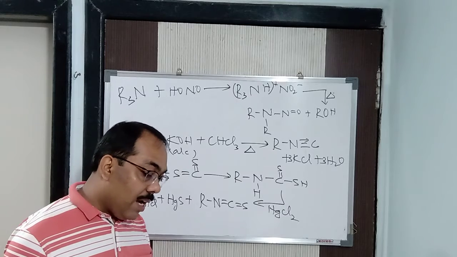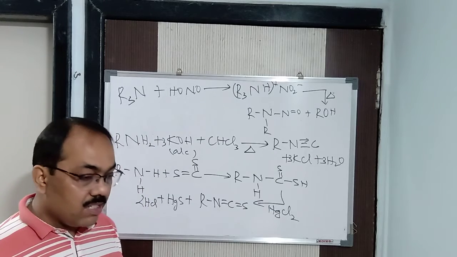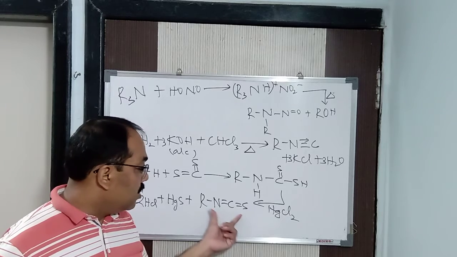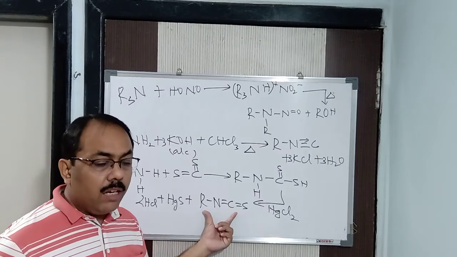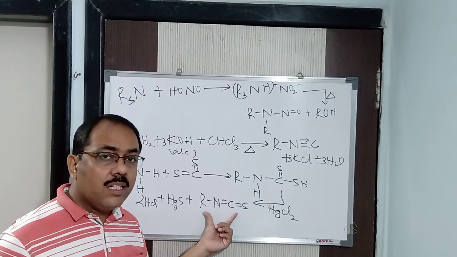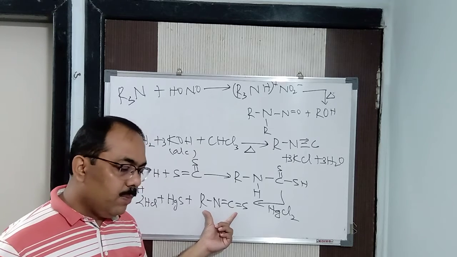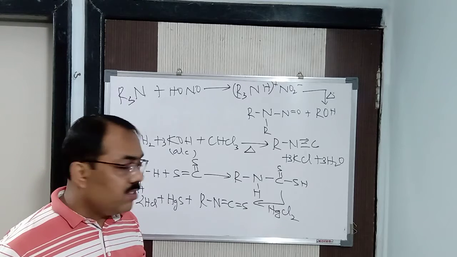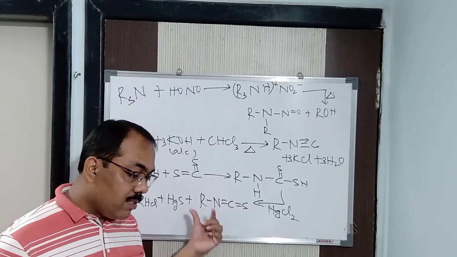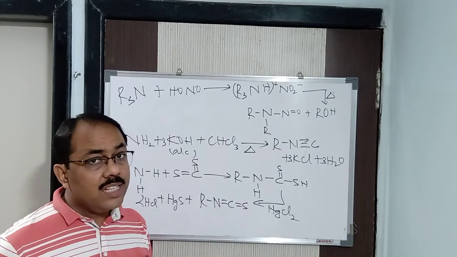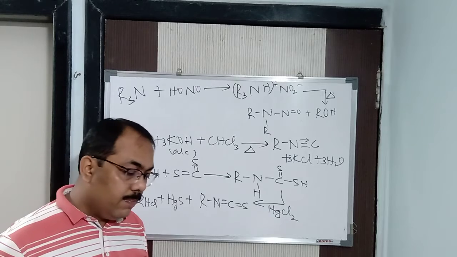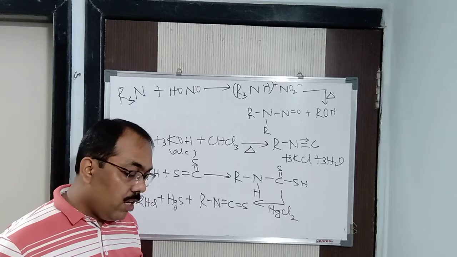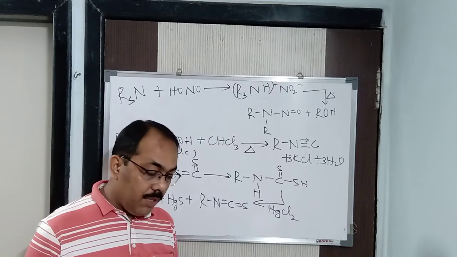Now this isothiocyanate formed in this reaction possesses a pungent mustard oil like odor. Alkyl isothiocyanate possesses a pungent mustard oil like odor, and hence this particular reaction is called Hoffmann's mustard oil reaction. For this reason it is called Hoffmann's mustard oil reaction, and it is used for the test of primary amines.